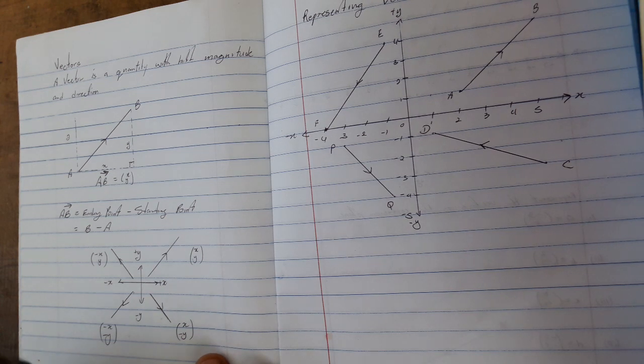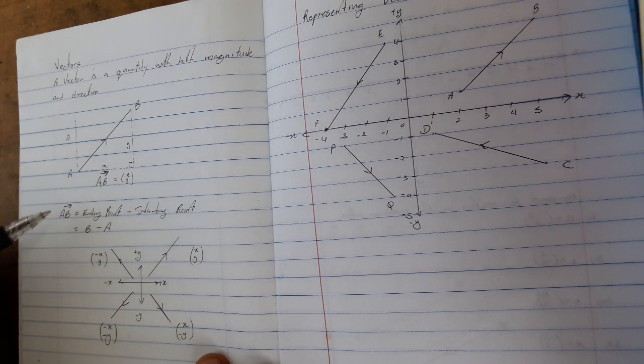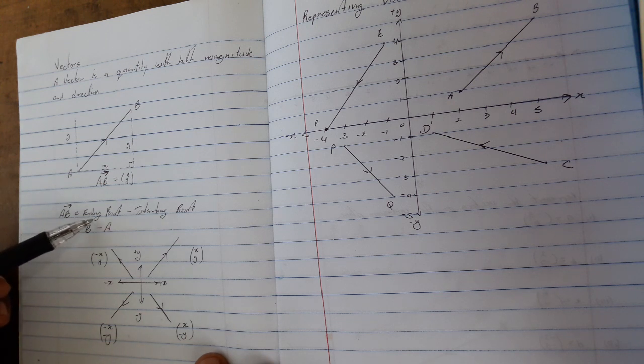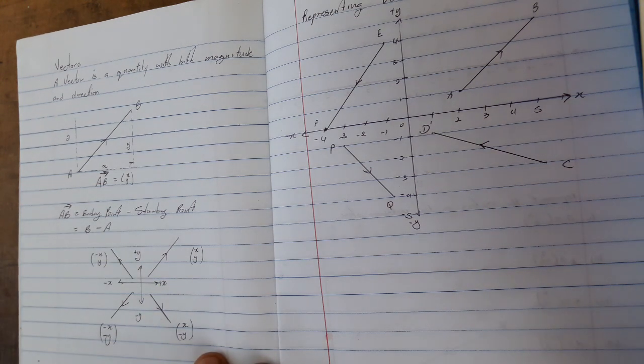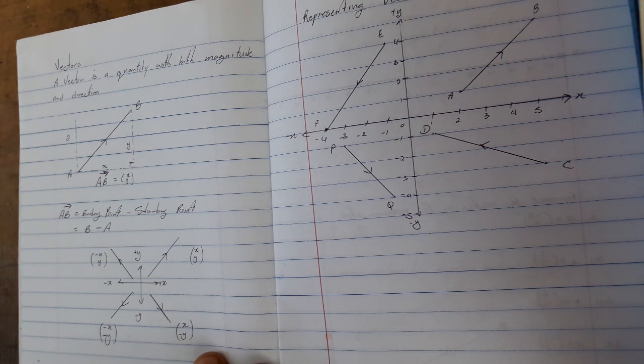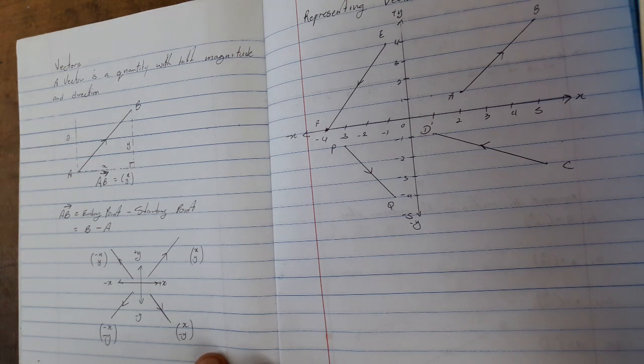This one is going this way, leaning towards the positive side of x and the negative side of y. Now, if you're ever given a vector and you're asked to calculate a vector on the Cartesian plane, this is the formula: ending point minus starting point. This formula works everywhere. You can use this formula to find a vector. That's simple. Okay, now you can use other means as well.